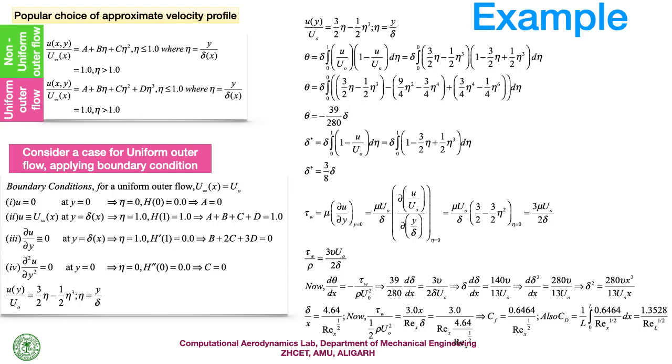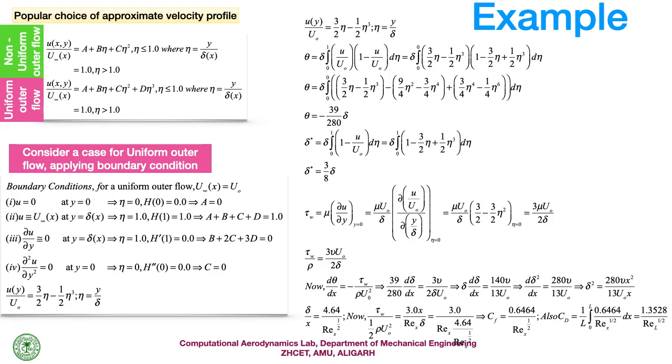So the cubic velocity profile comes out as 3 by 2 times eta minus 1 by 2 times eta cube. Now this satisfies the uniform outer flow conditions. So let us use this equation and evaluate theta. I will just substitute it as shown, and theta comes out to be equal to 39 by 280 times delta. Similarly, delta star will come out to be 3 by 8 times delta.